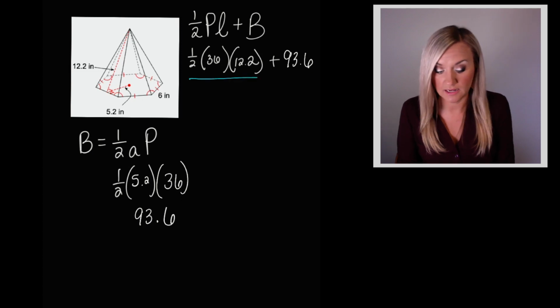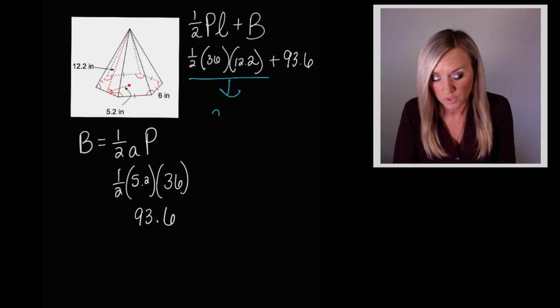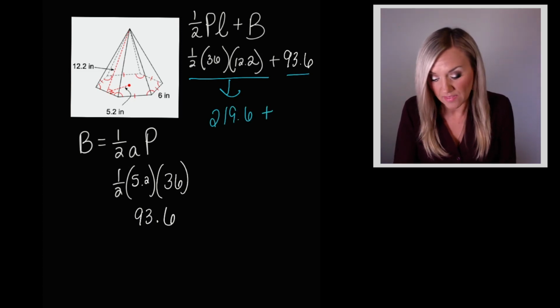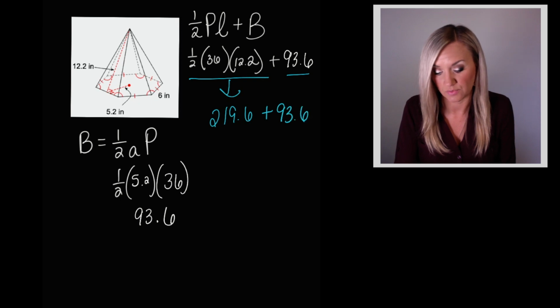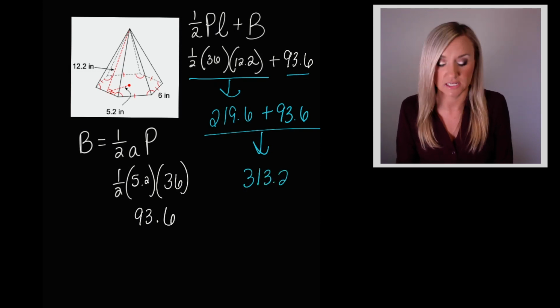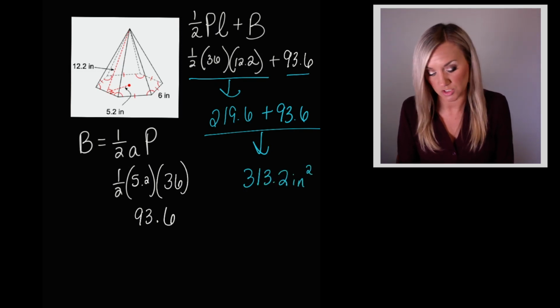All right, next step. Let's go ahead and calculate 1/2 of 36 times 12.2, which is 219.6. And then we're going to add it to our 93.6. So our final surface area is 313.2 inches squared.